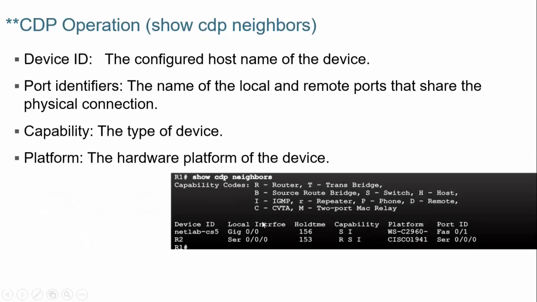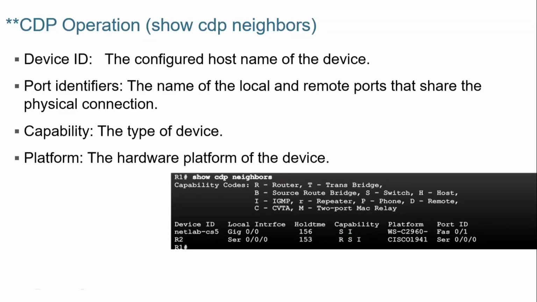So here, show CDP neighbors. If R1 is running show CDP neighbors, R1's neighbors are a router R2 and a NetLab CS5. This is the device ID. NetLab CS5 is connected via a local interface. This is the interface in R1, which is gigabit 0/0. This is the port ID, which is the interface in the neighbor, which is the fast Ethernet 0/1 on the switch. How do I know it's a switch? Capability is S. S is a switch.